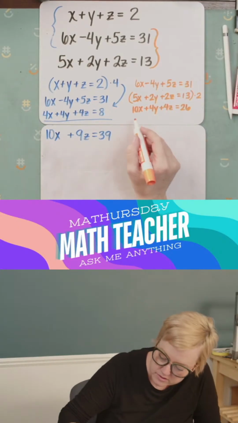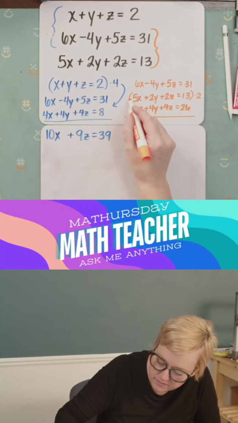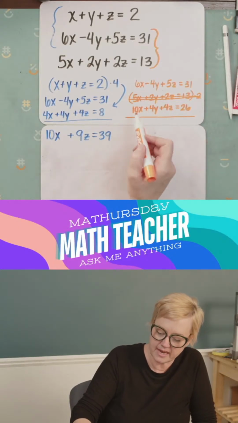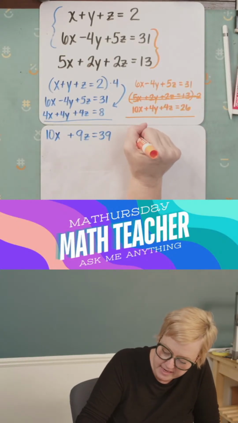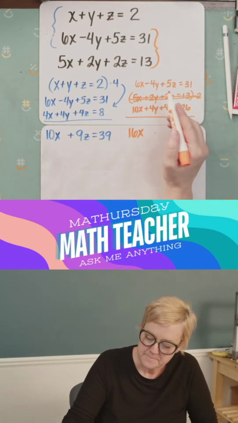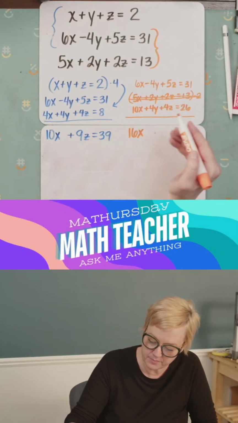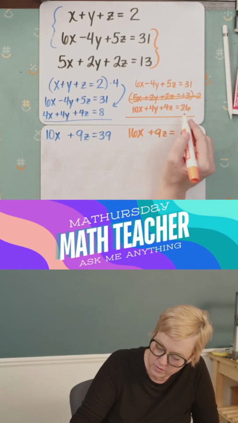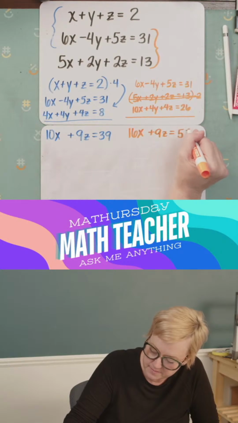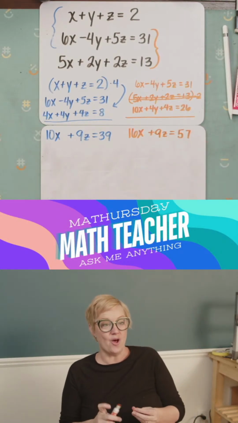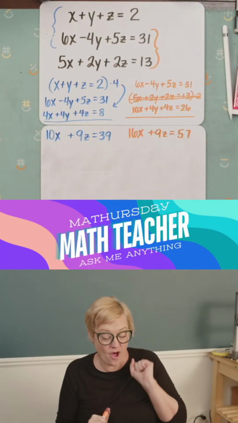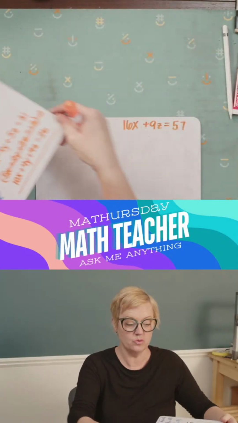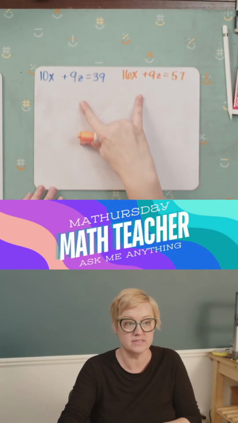All right. So when I add these together, I'm going to cross that one out and ignore it a little bit. 6x plus 10x gives me 16x. The y's cancel out. 5z plus 4z is plus 9z. And 31 plus 26 is 57. So now I have a recognizable two variable system.